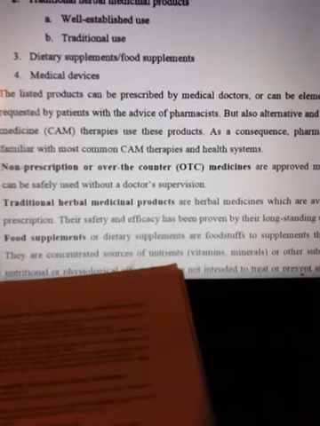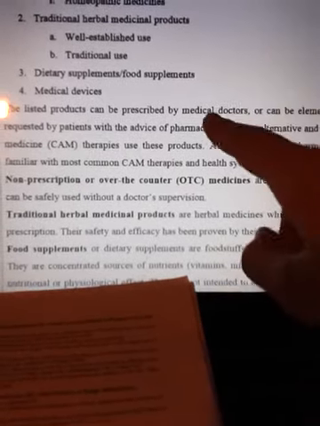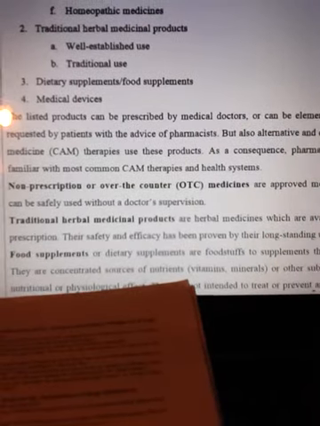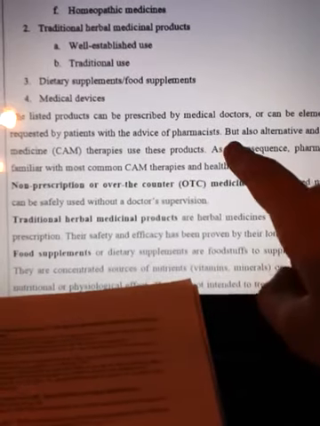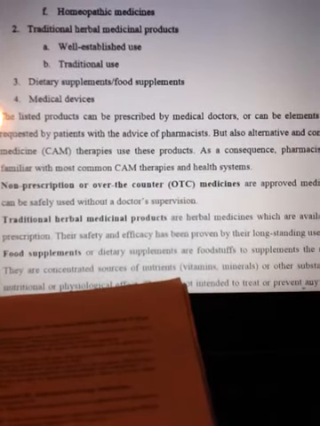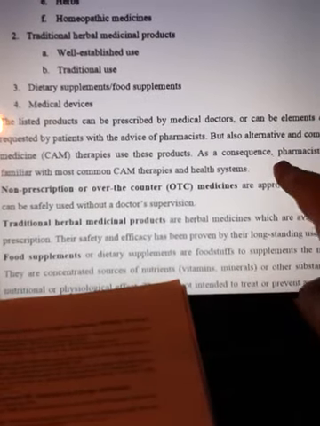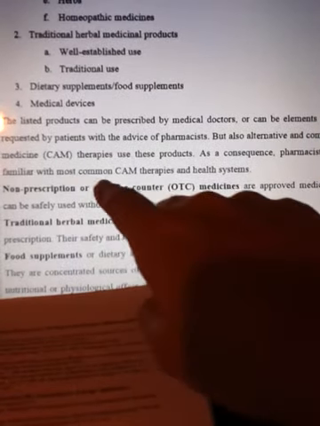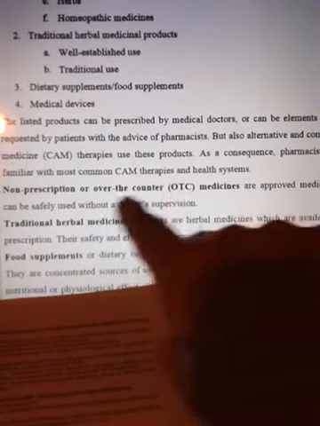The listed product can be prescribed by a medical doctor or can be elements of self-care requested by the patient with the advice of the pharmacist, but also alternative and complementary medicine (CAM) therapy use these products. As a consequence, pharmacists should be familiar with the most common complementary alternative medicine therapies and the health system.